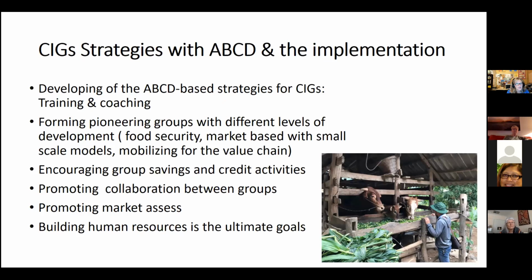So the project has implemented several activities with ABCD adaptation. They asked the Vietnam ABCD core team to come and help provide ABCD training and coaching with the CIG. It's not all groups, but they selected three typical CIG groups and provided training and coaching, forming pioneering groups with different levels of development. As I mentioned before, food security, market-based small scale models, and mobilizing the value chain, depending on the level of each group's development, and encouraging group saving and credit activities, promoting collaboration between groups and market access. They believe that bringing human resources is the ultimate growth.